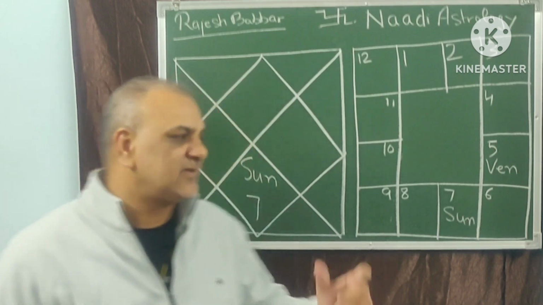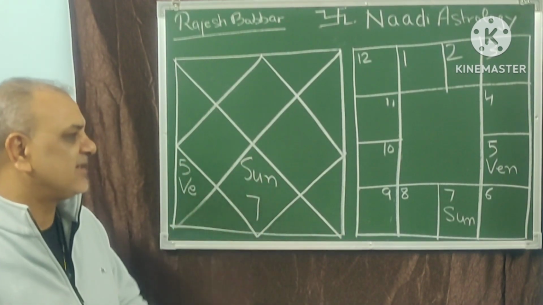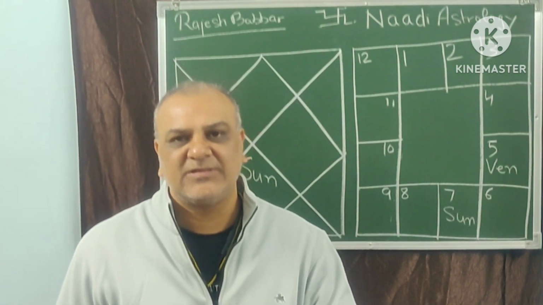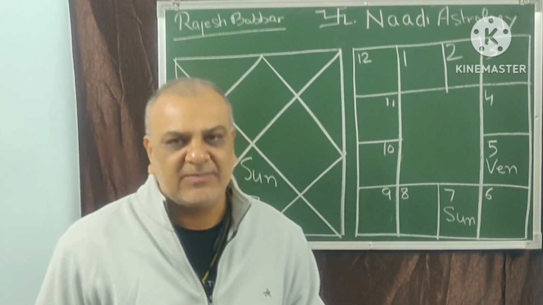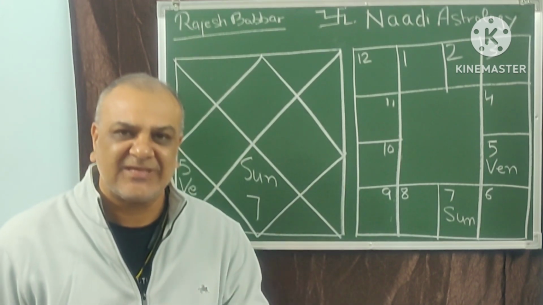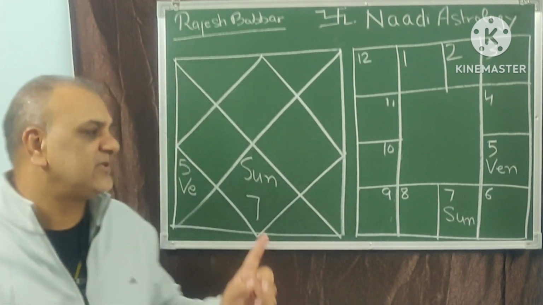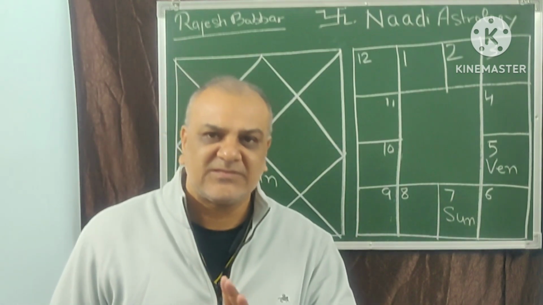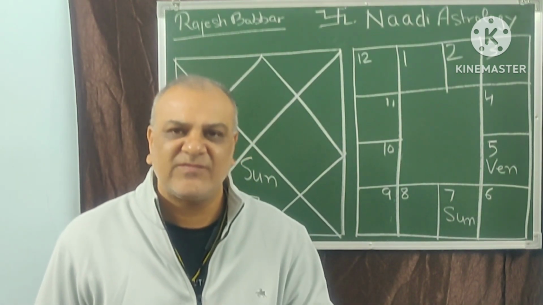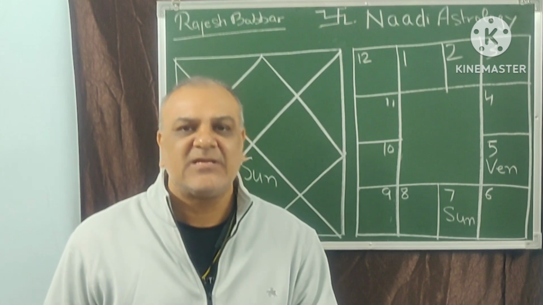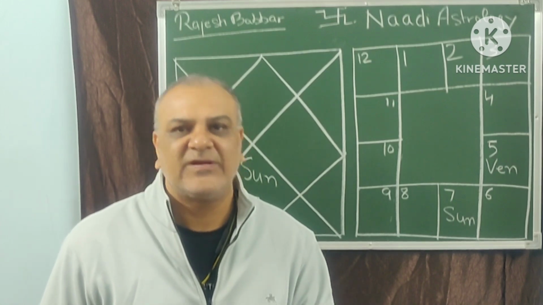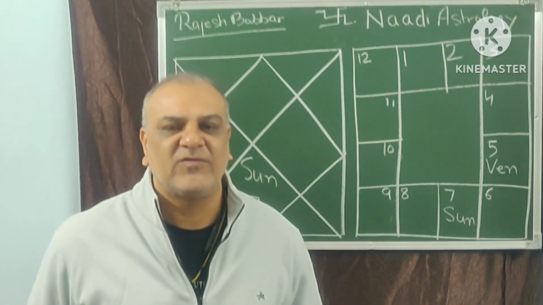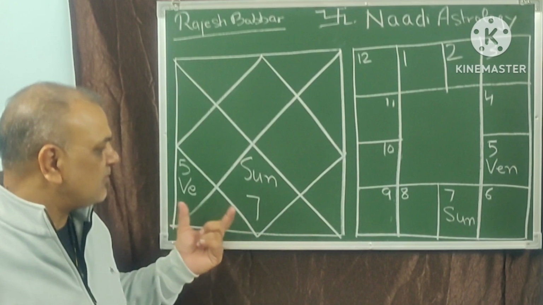The second rule is that if any planet is debilitated, like the Sun here, its neecha is in the sign of Libra. So the debilitation of the Sun gets cancelled due to the Rashi Parivartana with Venus. From the very first day when the native is born, this Sun will not give the effects of debilitation, and further, after 30 years, I have already explained what will happen. So these are the two basic rules.